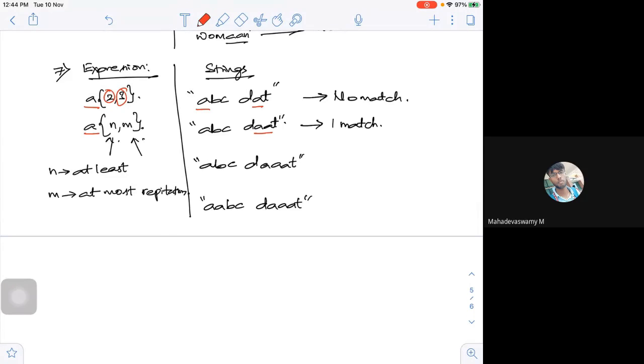But if you look at the first one, I am having only one A and one more A later, in A, B, C and D, A, T. There is no repetition at all. I am looking for at least 2 repetitions, but I am getting only 1. But when you look at the second one, I got the repetition. That's why it is matching. In D, A, A, T, A is repeating twice, so one condition is satisfied.